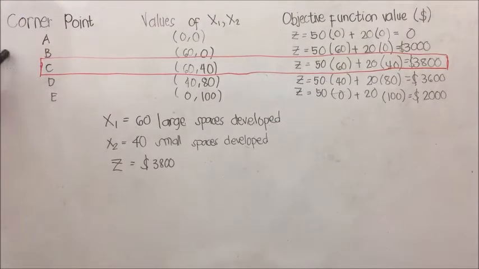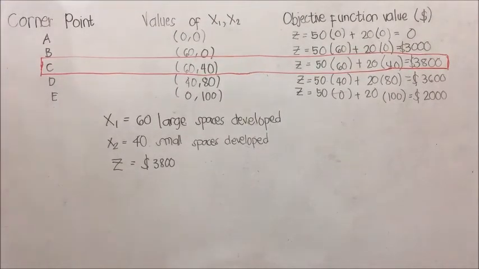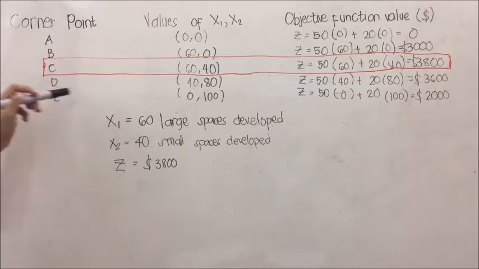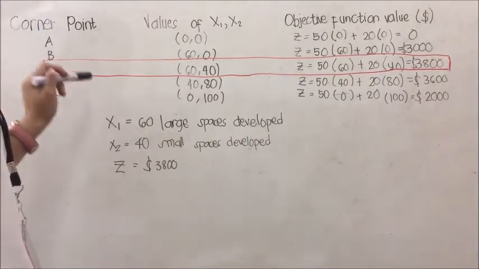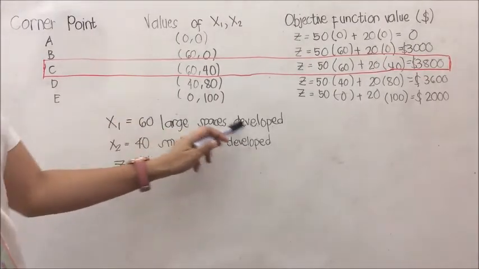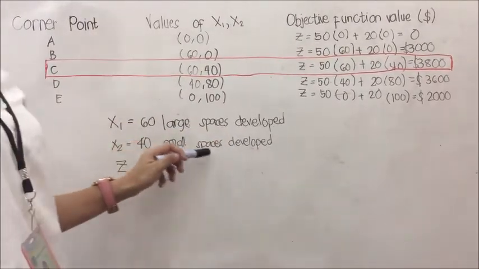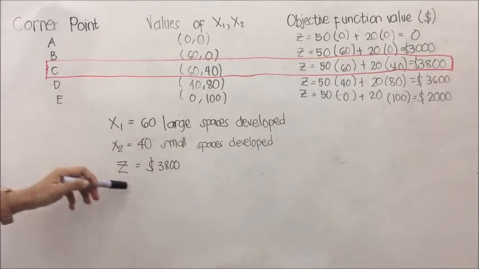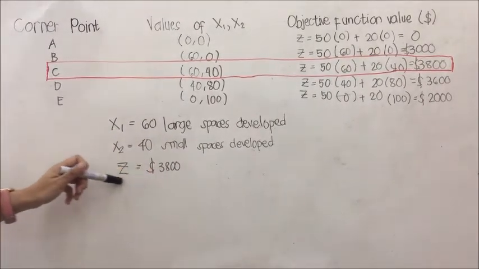So an evaluation of the 5 corner points on the accompanying graph indicates that corner point C produces the greatest earnings, which has 60 large spaces developed and 40 small spaces developed with an earning of $3,800.